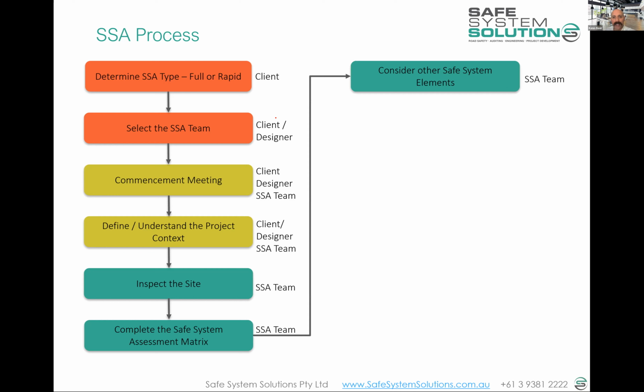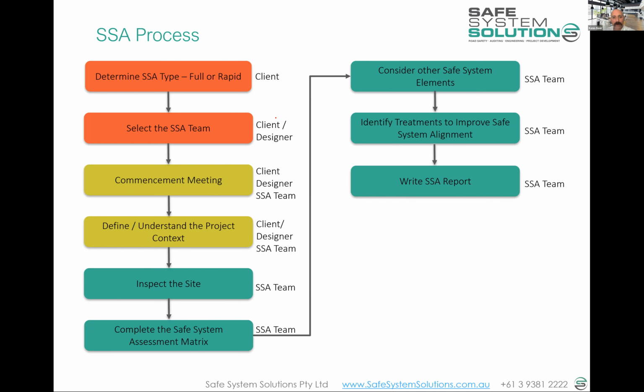The other elements of the safe system and those qualitative questions, treatments to improve safe system alignment. So ideas on how things are going to get better. How do we improve all of these designs, make them better? And some reporting in the templates, and you're working with one of the templates now.